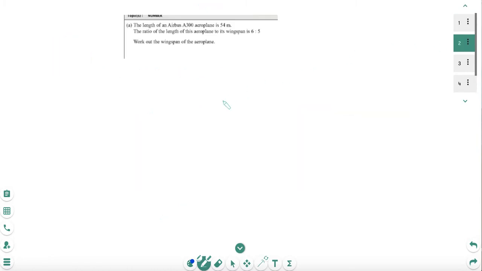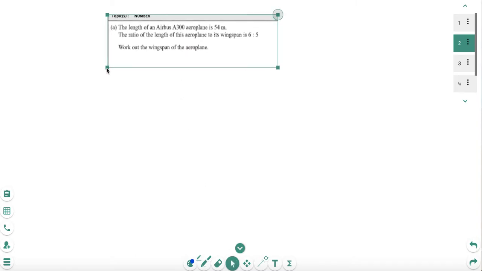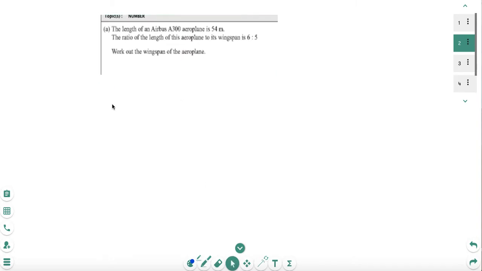All right, let's read this first question, all right? I'll make it bigger. The length of an Airbus A300 airplane is 54 meters. The ratio of the length of this airplane to its wingspan is 6-5. Work out the wingspan of the airplane. All right? So we have two entities. We have the length of an airplane and its wingspan. And the ratio of the lengths is 6-5.